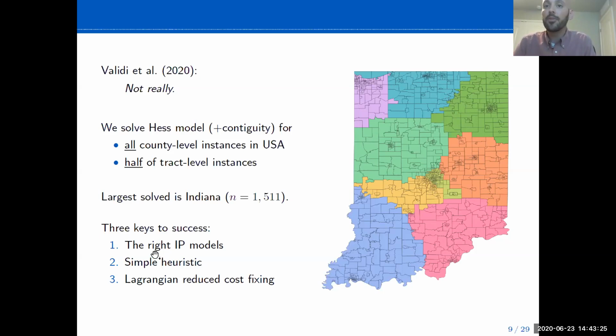First, we've got maybe the right IP models for imposing contiguity. We also use a very simple heuristic, which is then employed in this last step, Lagrangian reduced cost fixing. And I'll talk more about that later, but the main idea is that most of these Xij variables will take a value of 0 in an optimal solution. And if you can predict upfront which ones of these variables will be 0, you can go ahead and fix them to 0 and not even include them when you're solving that root LP relaxation.